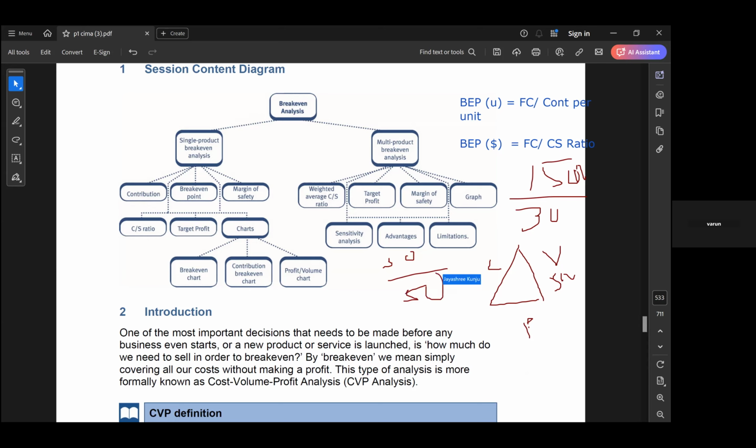So the contribution to sales ratio is 0.6, right? Contribution 30 to sales 50, the CS ratio, so 60%. So I'll take fixed cost by CS ratio. Fixed cost is 15,000. CS ratio is 0.6. The value is how much now? 15,000 divided by 0.6 comes to how much? You can use a calculator. Yes, ma'am. Give me a sec.